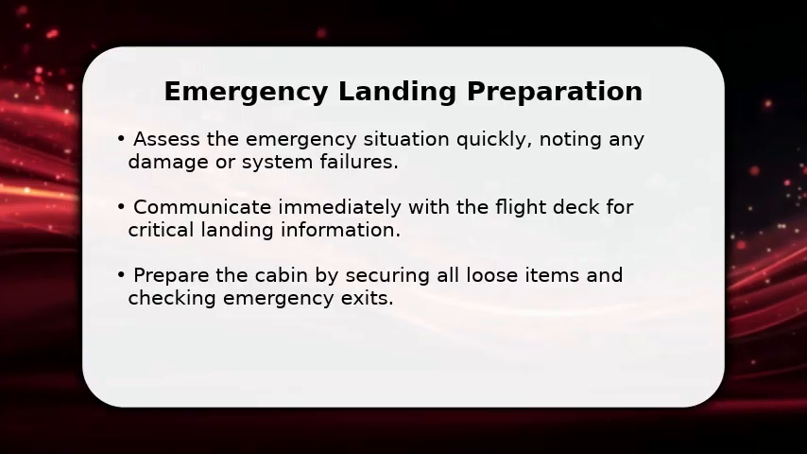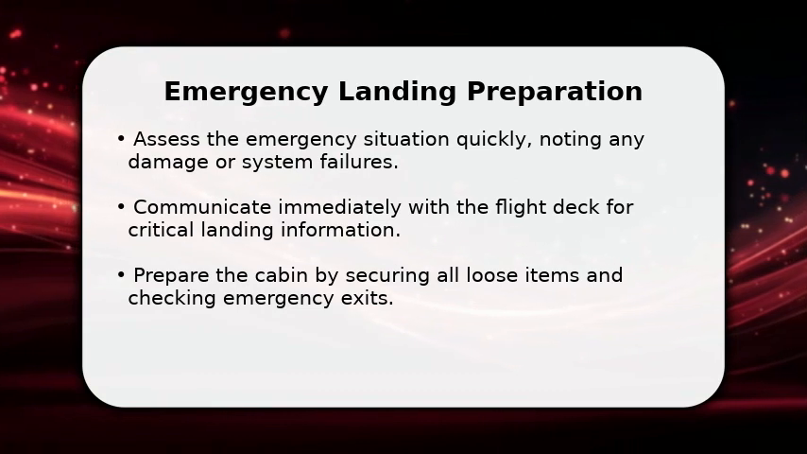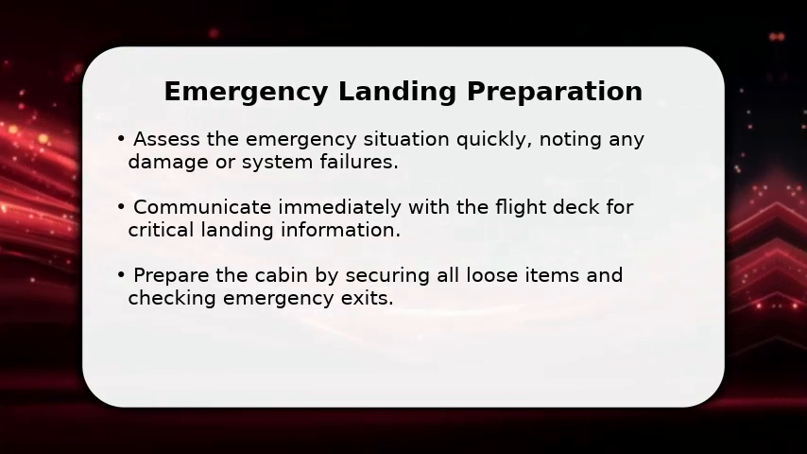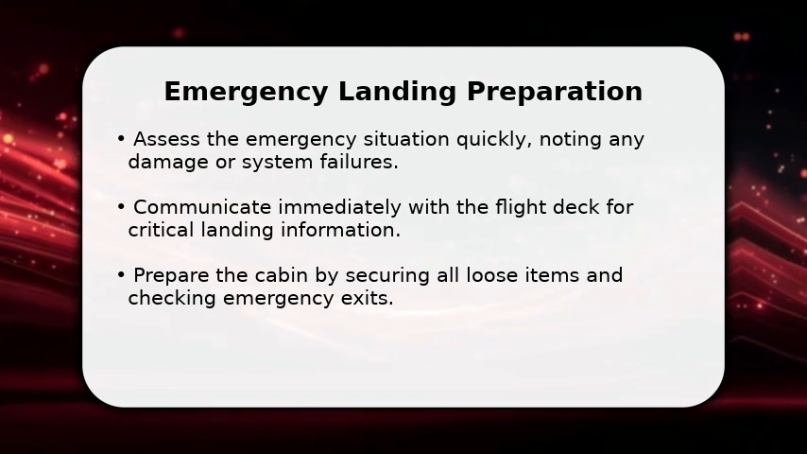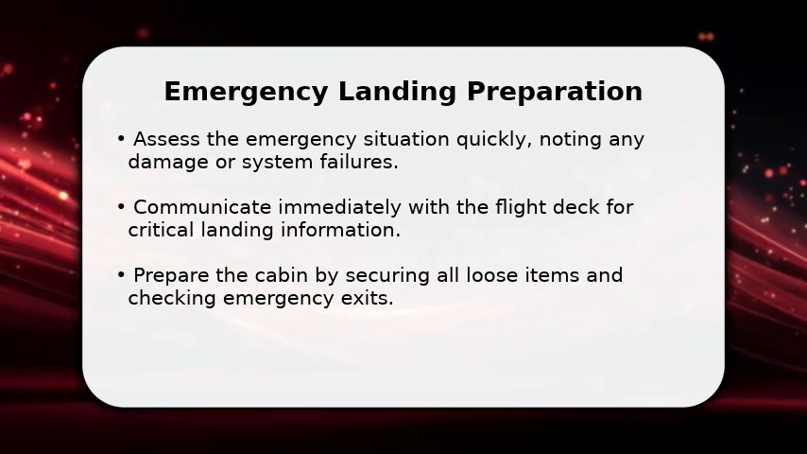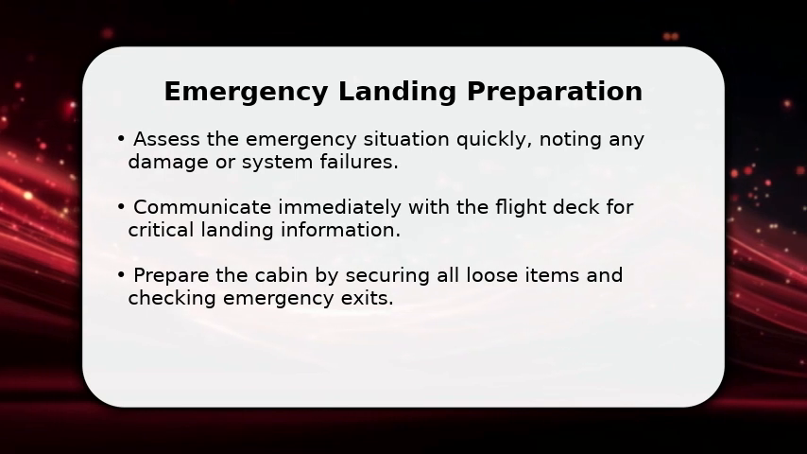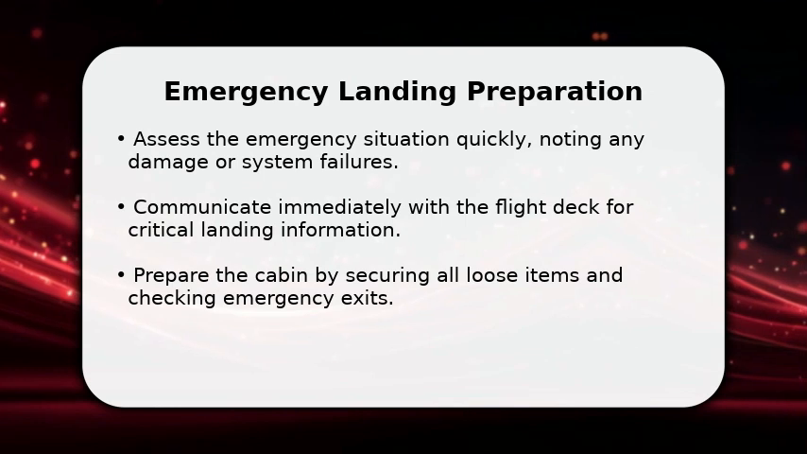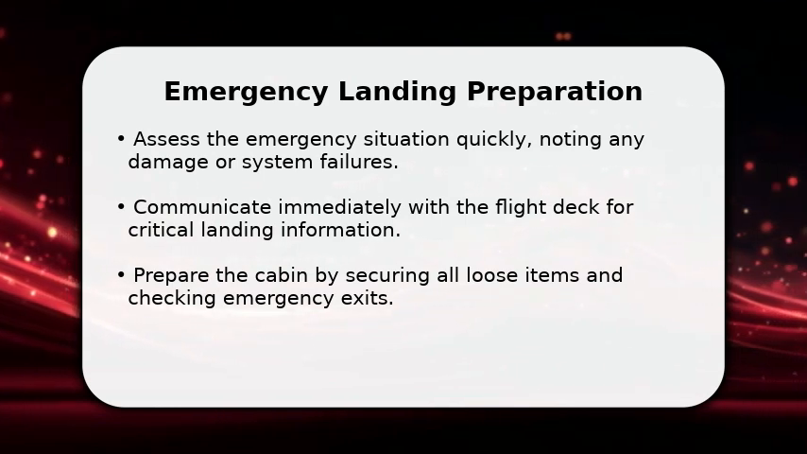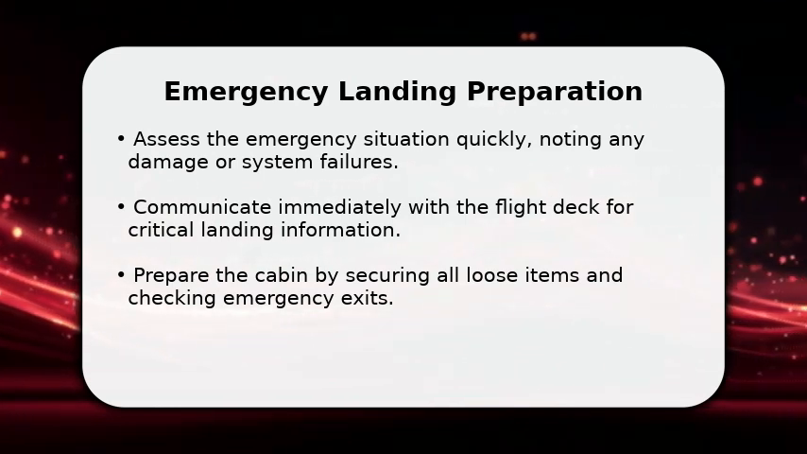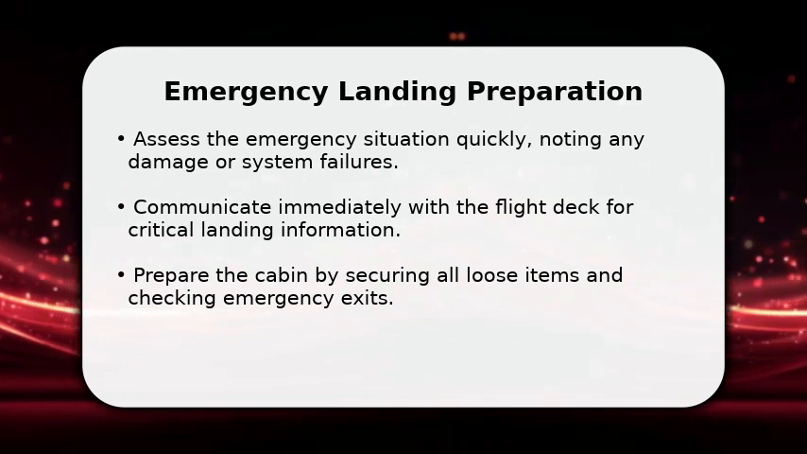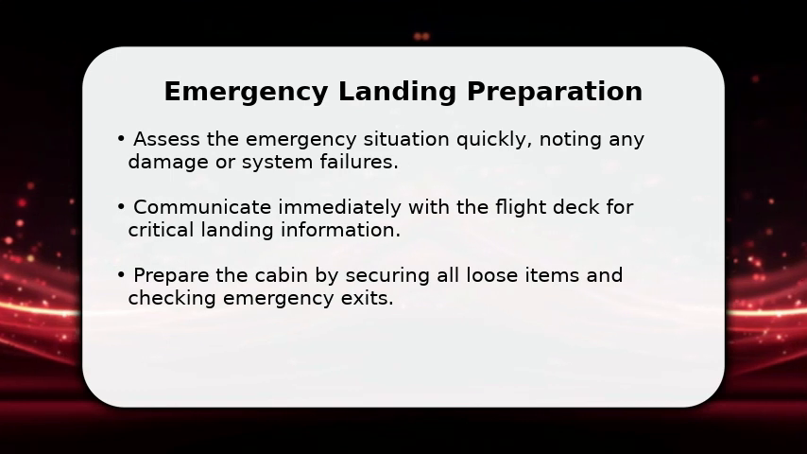In this video, I will explain how to make an emergency landing in a cabin crew simulator. First, you must quickly assess the situation, noting any damage or system failures. Immediately communicate with the flight deck to understand the emergency type and expected landing conditions. Then, prepare the cabin by securing all loose items and ensuring all emergency exits are clear and ready for use. This initial preparation is crucial for passenger safety.